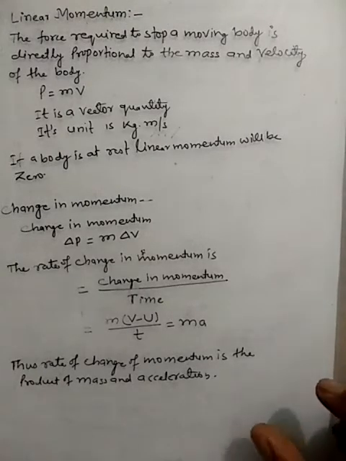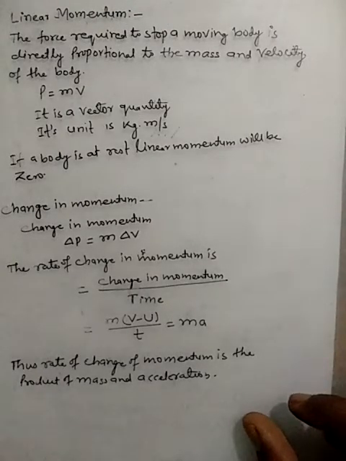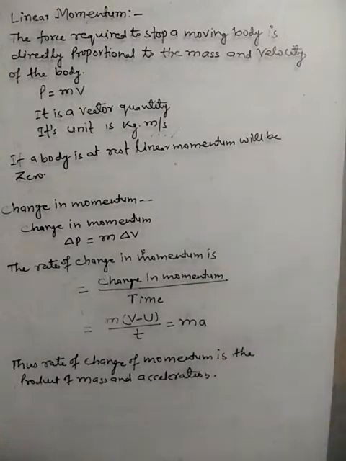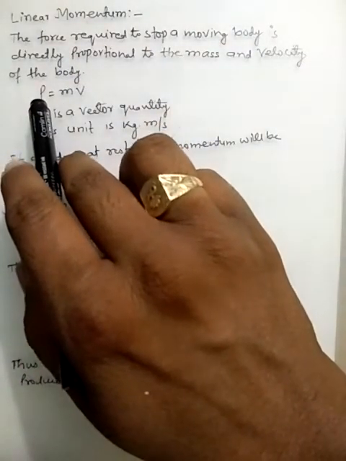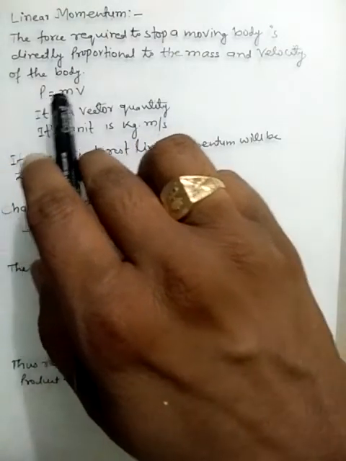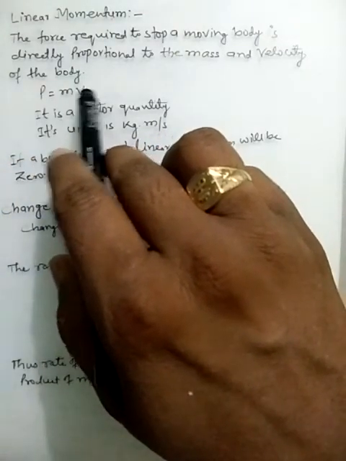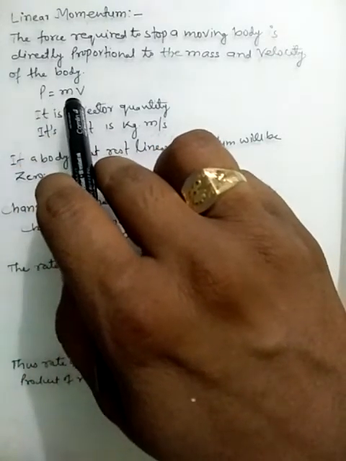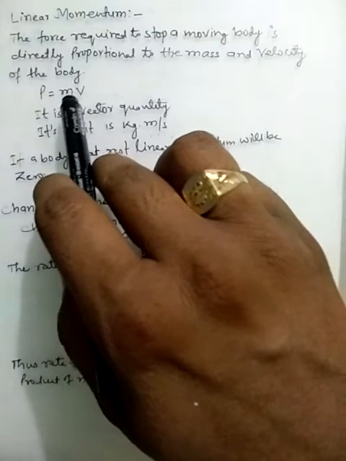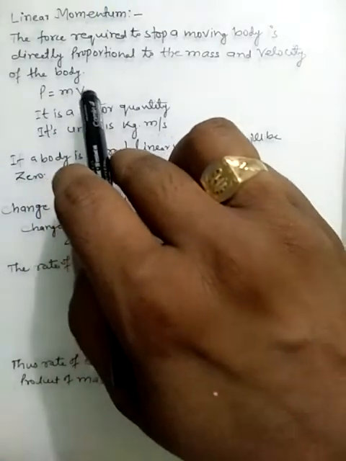Now we have to learn about the term linear momentum. Linear momentum, the force required to stop a moving body, is directly proportional to the mass and velocity of the body. It is expressed as P, which is equal to mass into velocity. It is a vector quantity, because mass is scalar and velocity is vector.